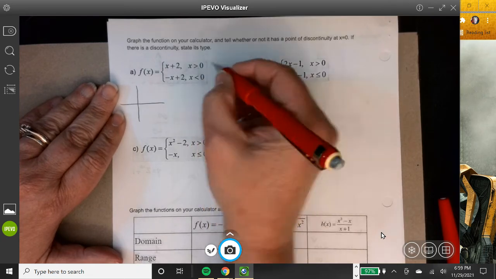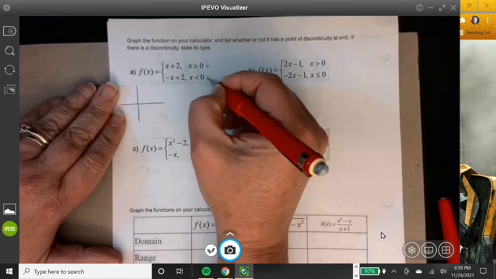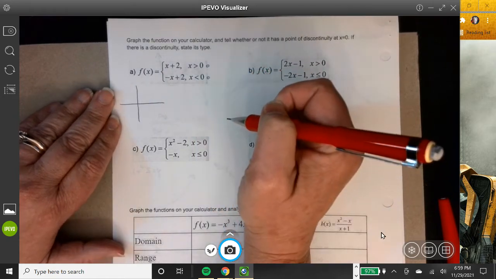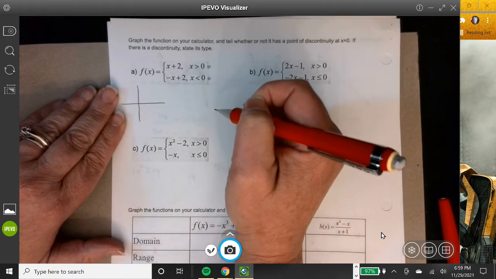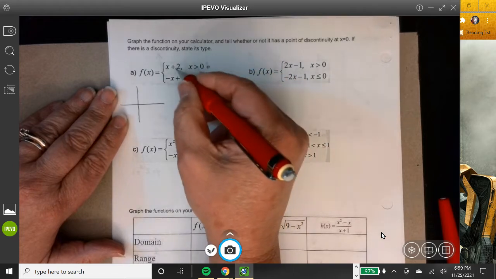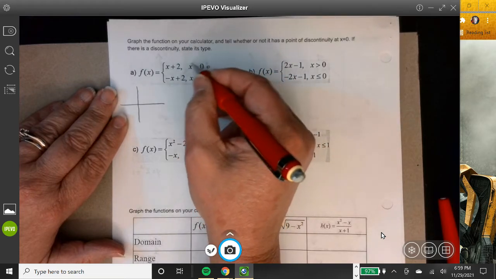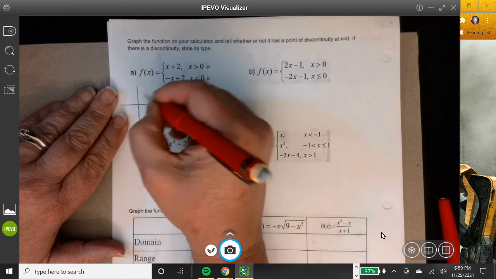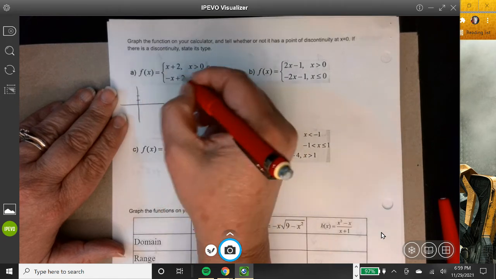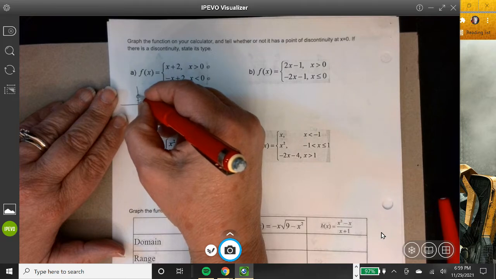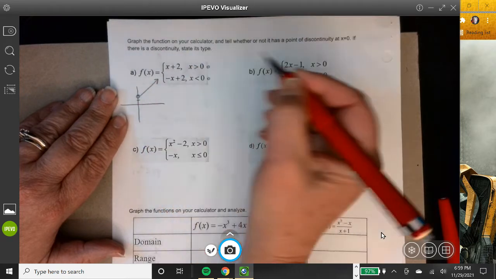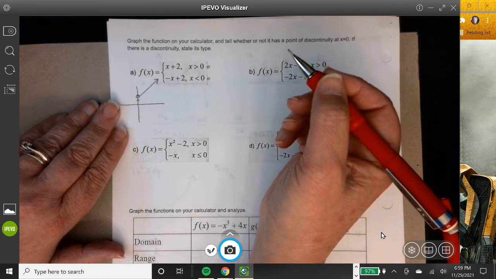And I'm noticing here that these are both open dots. Now I like to do this to refresh my memory, so I know they're both open dots here at x equals 0. But x plus 2 applies when x is greater than 0. So when x is 0, I get 2. So I'm going to hop up here and I have an open dot. And then my slope is 1, so I have a line that goes this direction with a positive slope.